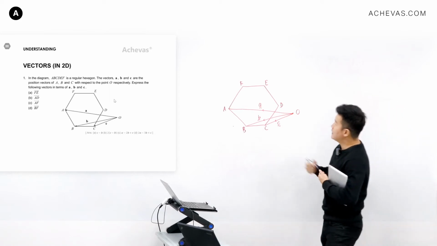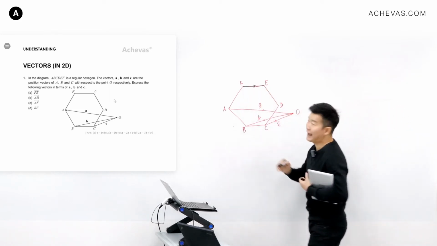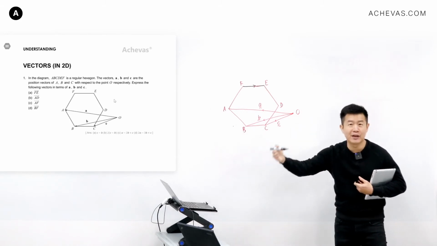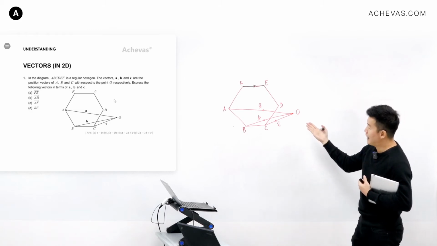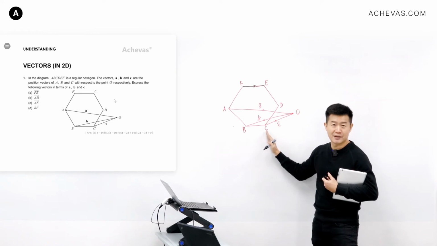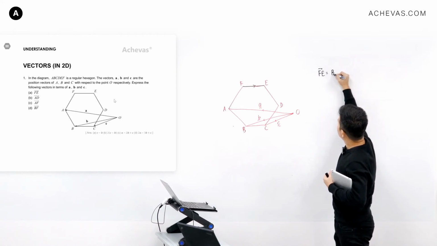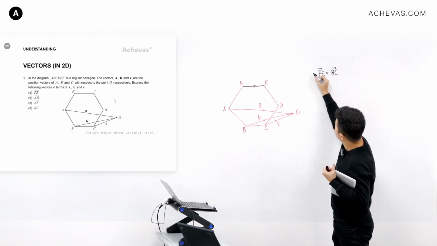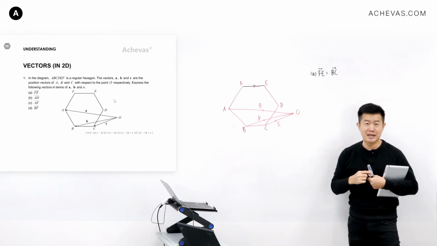Where is vector FE? It is here. So here we have vector FE. It starts from F, it terminates at E. So how do we find vector FE? Vector FE is the same as vector BC. I'm doing part A of this question. Vector FE is equal to vector BC.